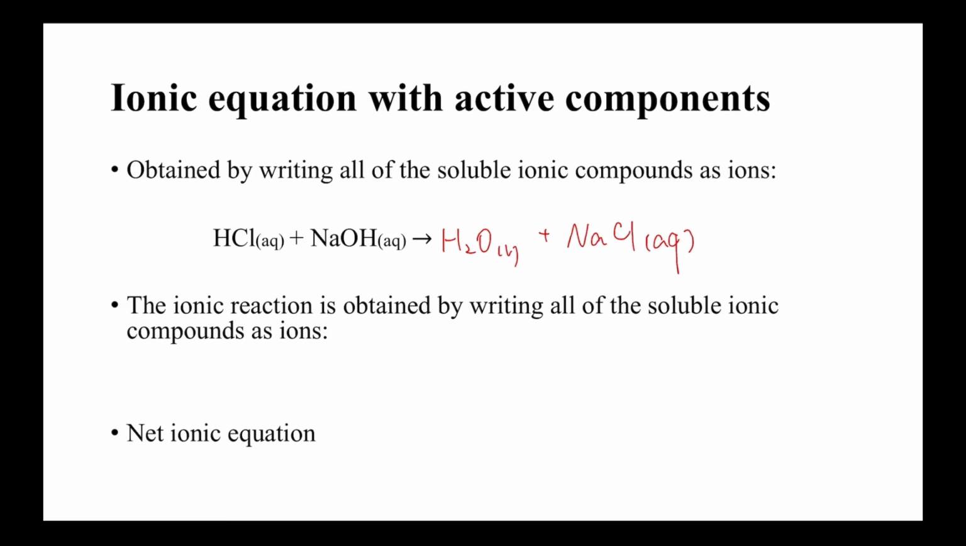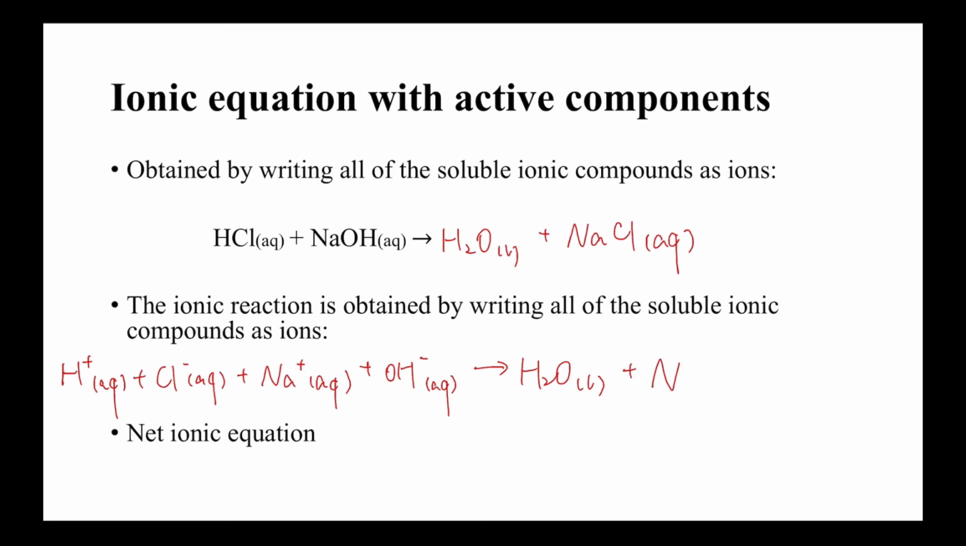If we write the ionic equation, which is obtained by writing all of the soluble ionic compounds as ions for this reaction, the hydrochloric acid will be in the form of hydrogen ions and the chloride ions, and the sodium hydroxide will be in the form of sodium ions and the hydroxide ions, which will form the water in its liquid form, and the sodium ions and the chloride ions.